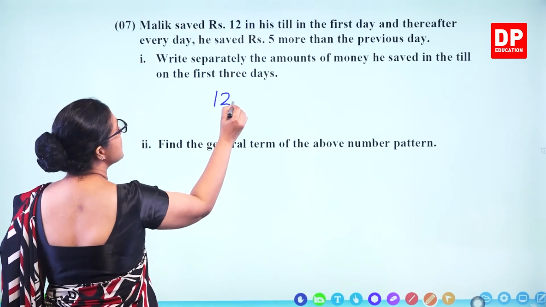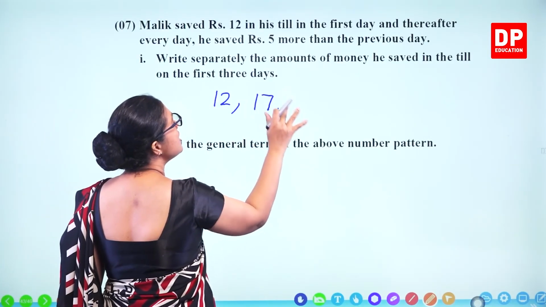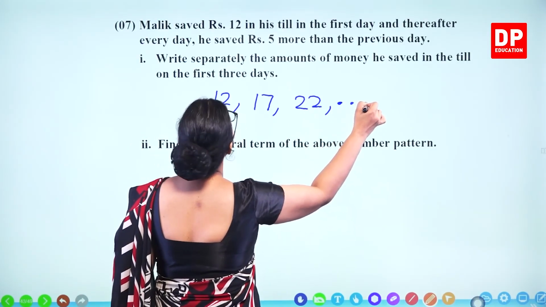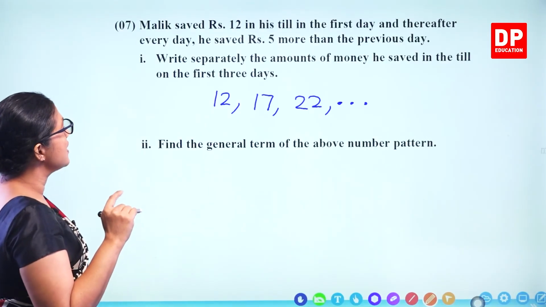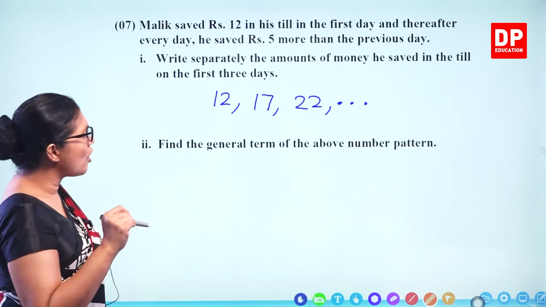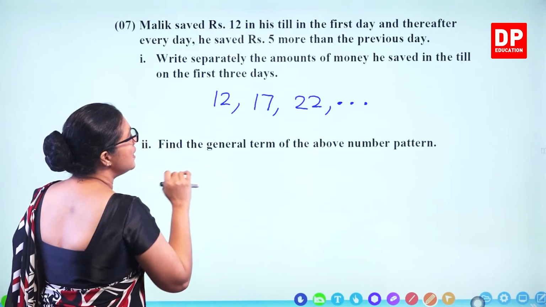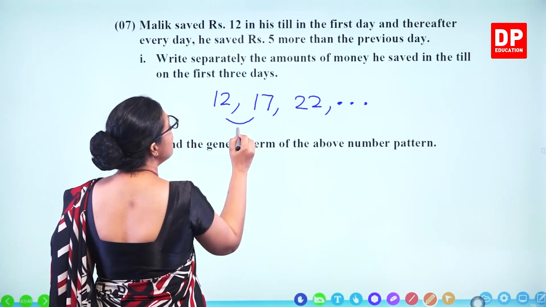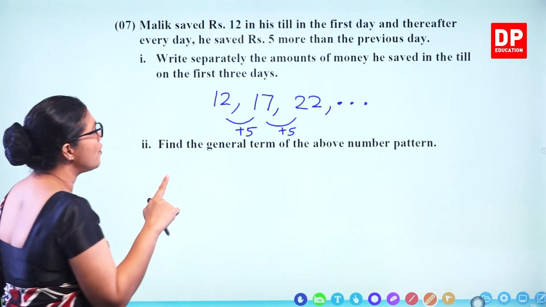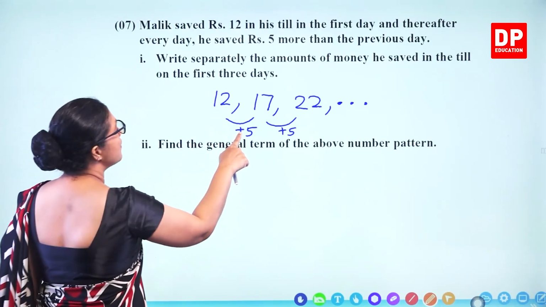So 12 is the first term. 12 plus 5, 5 more than that, 17. 17 plus 5, 22. So like that, he is saving. So first 3 terms, 12, 17, 22. Find the general term of the above number pattern. So how do you find the general term? First term is 12. And here we're adding 5 each time. So you have to write down a pattern which relates to 5.